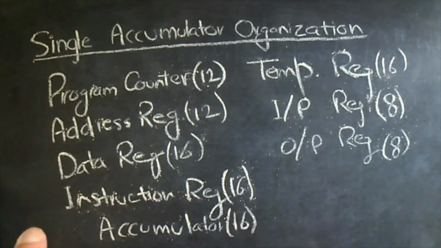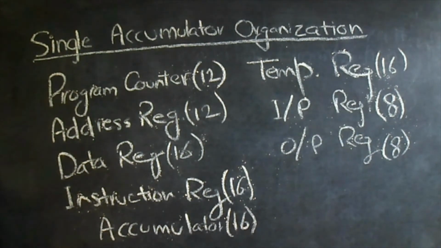So these are the 8 general purpose registers in single accumulator organization. A single accumulator organization can also have plain registers, but those plain registers would always be in multiples of 8, as in R1 to R8, R1 to R16, R1 to R32, etc.